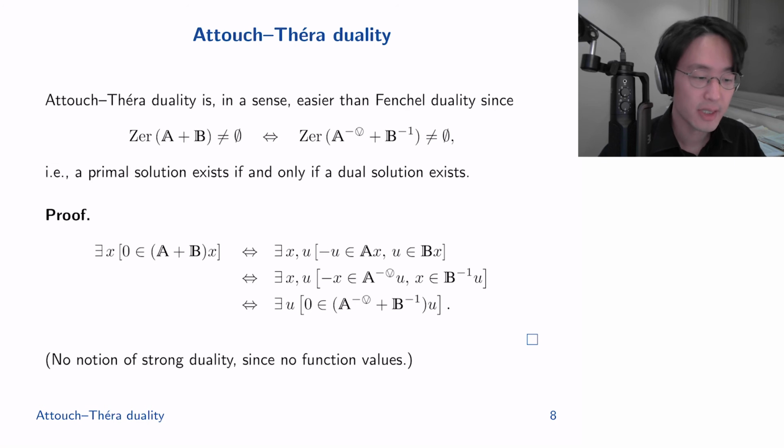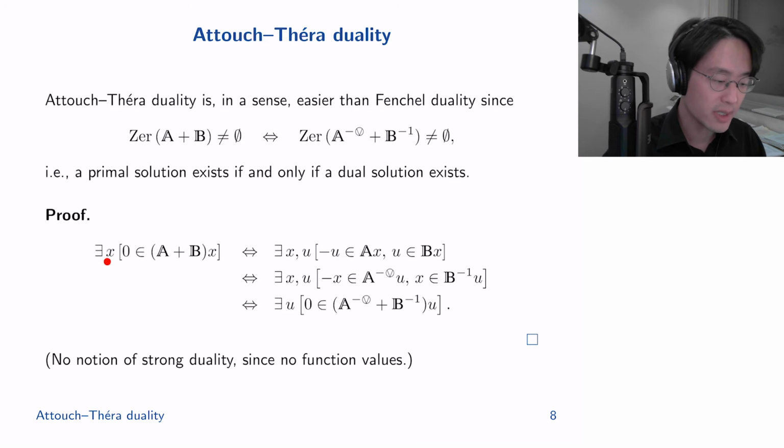Attouch-Thera duality is, in a sense, easier than Fenchel duality because the primal monotone inclusion problem, finding a zero of A plus B, has a solution if and only if the dual inclusion problem, finding a zero of A inverse OV plus B inverse, has a solution. So a primal solution exists if and only if a dual solution exists. Let's prove this. There exists an X such that 0 is within A plus B evaluated at X. This condition is equivalent to a primal solution existing.